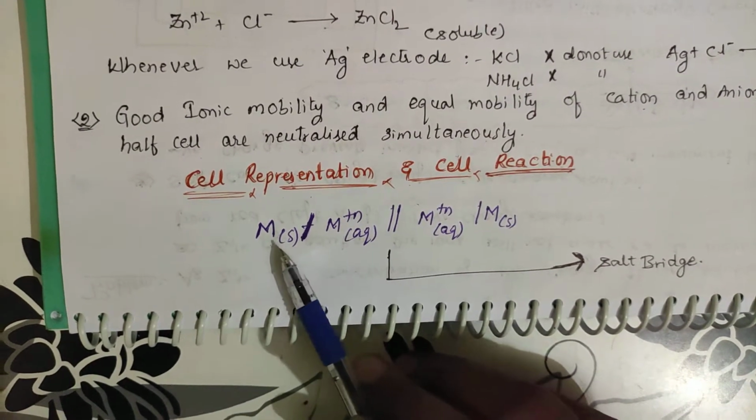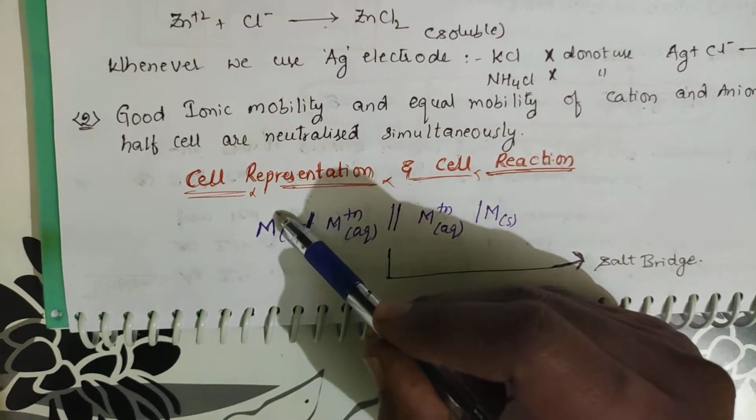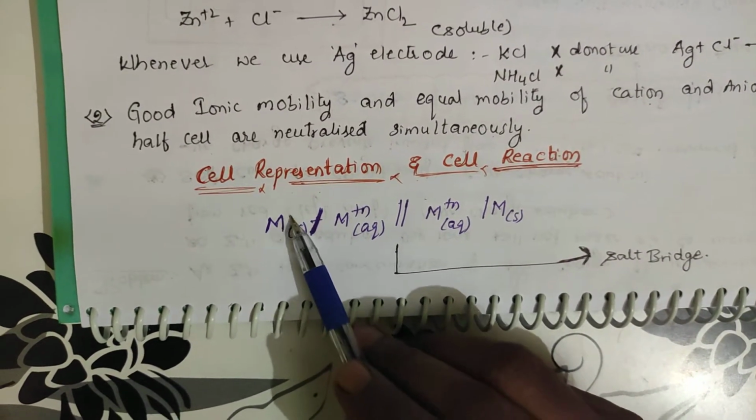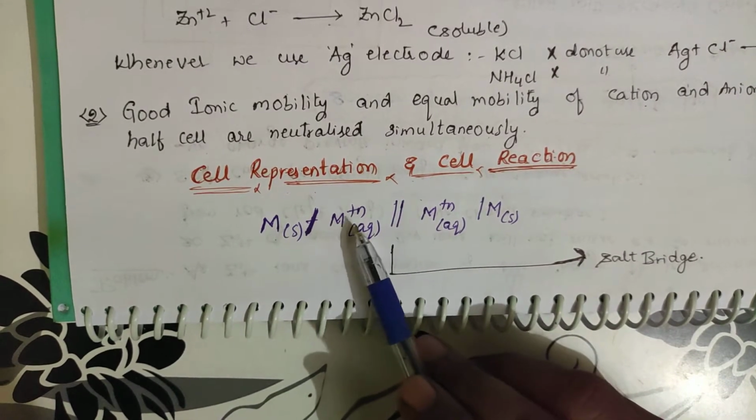So M to M plus n. See what happens. The oxidation state here is 0. Generally there is no state, so it is 0. Here something like plus n. So 0 to plus n, it has increased. So this is called oxidation.